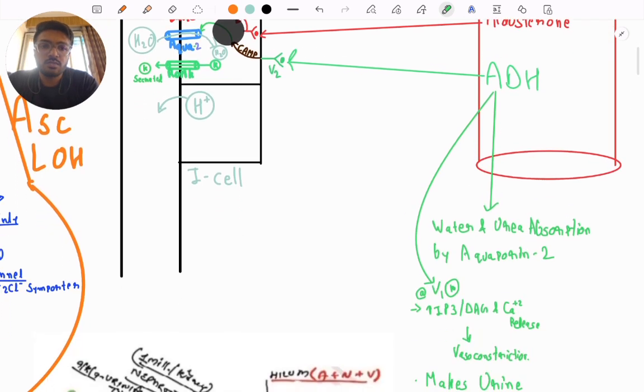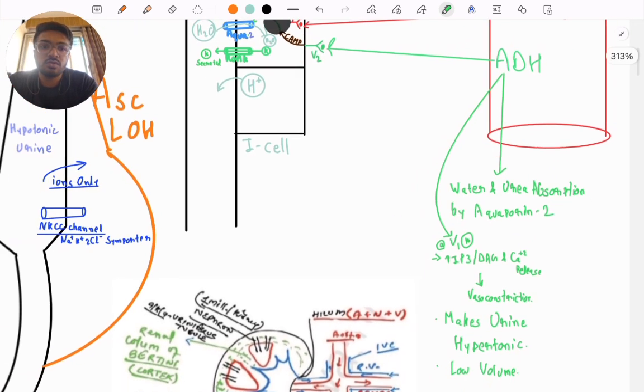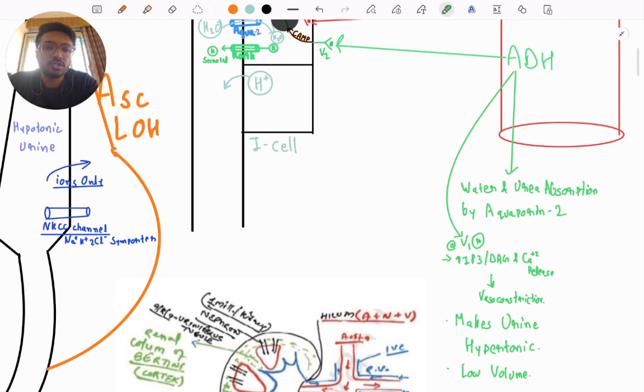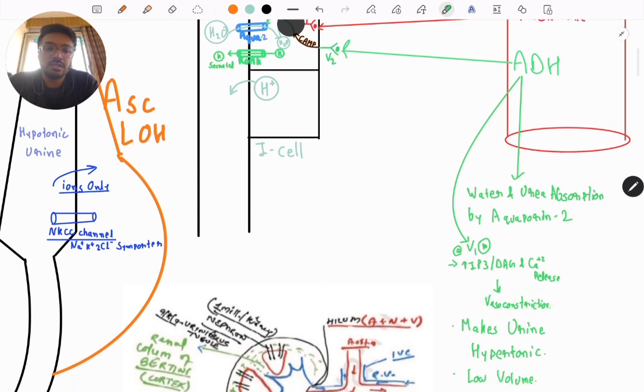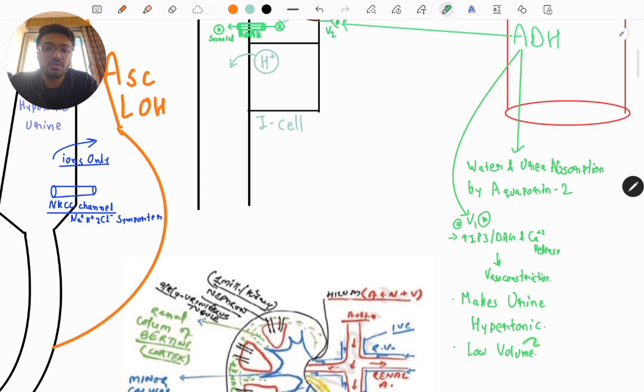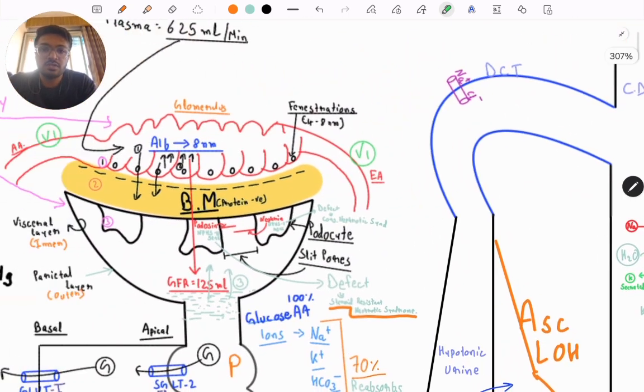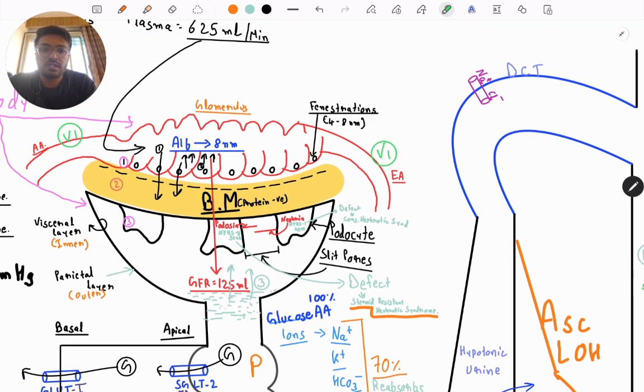Talking about the antidiuretic hormone first, its normal function is water and urea absorption by the aquaporin 2 channels. The same antidiuretic hormone will also work on the V1 receptor, via secondary messengers such as IP3 and DAG, releasing calcium. It will cause vasoconstriction and it can alter the renal filtration rate. It can make urine hypertonic by doing vasoconstriction, and the urine volume will be low. These V1 receptors are situated on afferent and efferent arterioles.